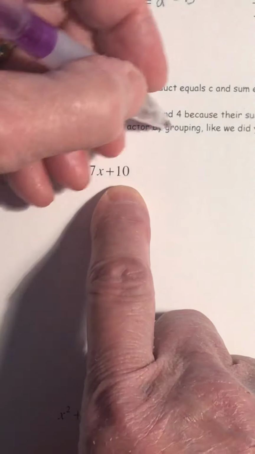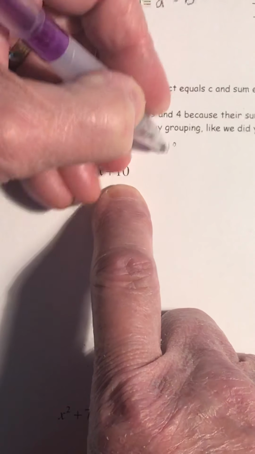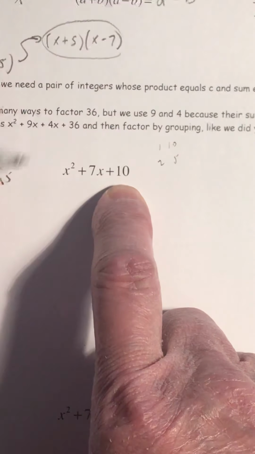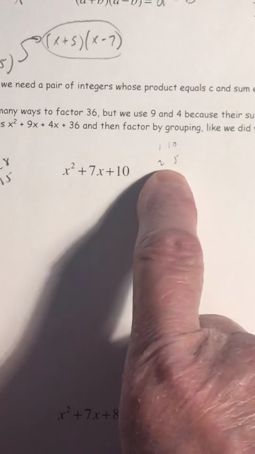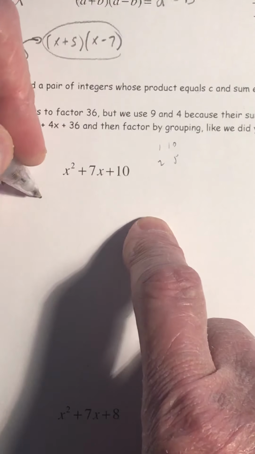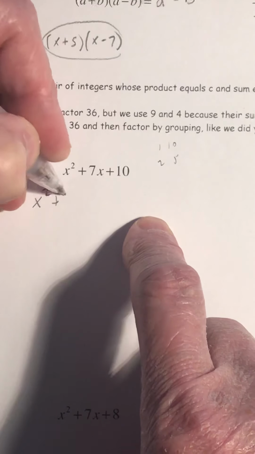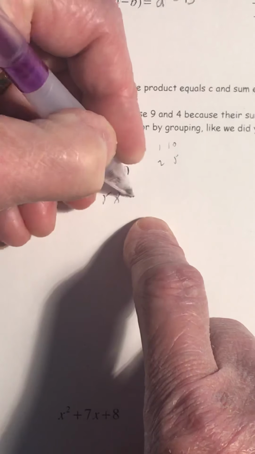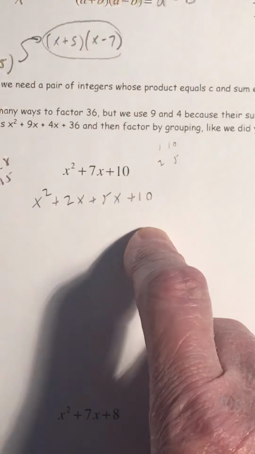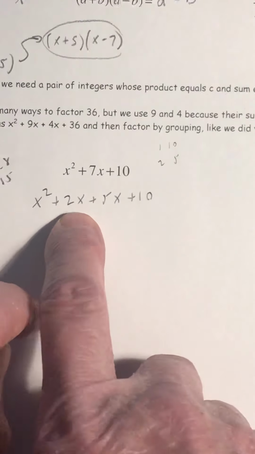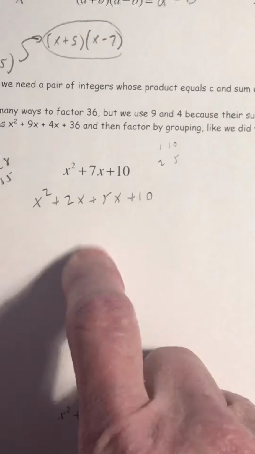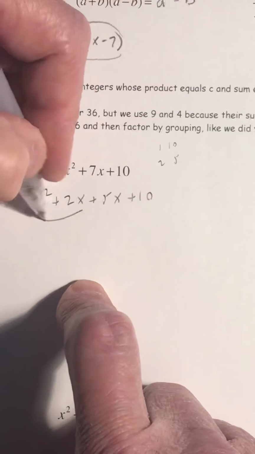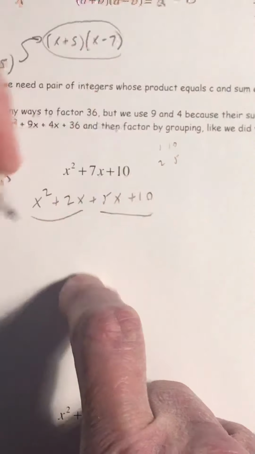What multiplies out to 10? 1 times 10, 2 times 5. That's it for integers. And 2 and 5 add up to 7, so we'll use the 2 and the 5. I'll rewrite this. X squared plus 2x plus 5x plus 10. And I'll mention again, I could have put the 5x first and then the 2x. It doesn't matter. Try it if you don't believe me.